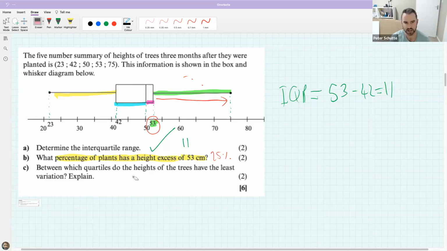So now the next question also forces us to think about this. Between which two quartiles do the heights of the trees have the least variation? Where is the 25% that is the most squeezed? Where, if we look at the box and whisker plot, which part is most squeezed? Well, it's not the two whiskers, because they look very spread out to me. And it's not this bit, because that is quite big and chunky there. So it's going to have to be the 25% that's sitting here. And this is the median, Q2, and this is the upper quartile, which is Q3. And so it should be between Q2 and Q3.